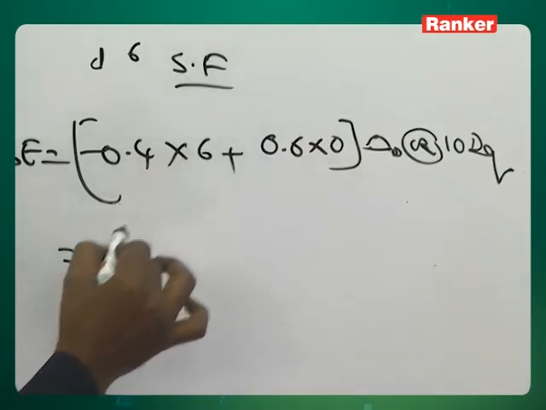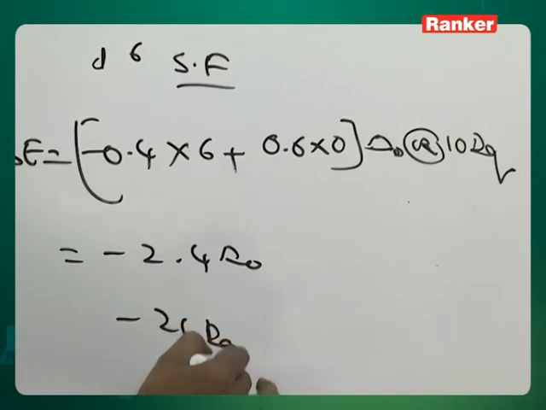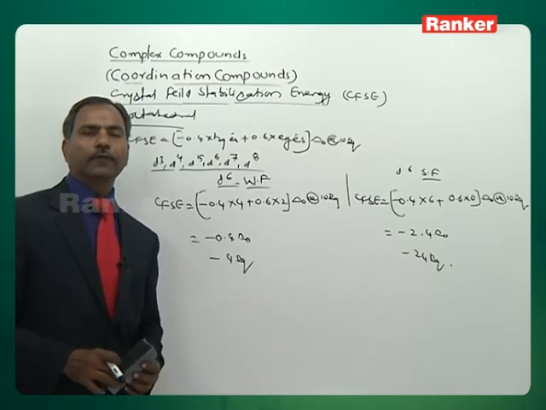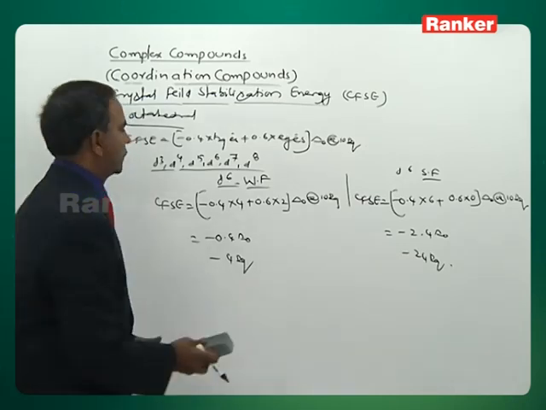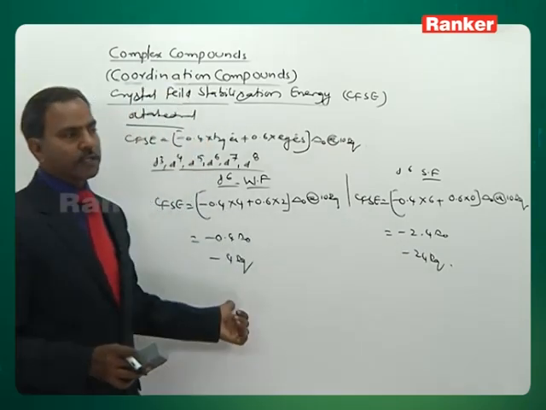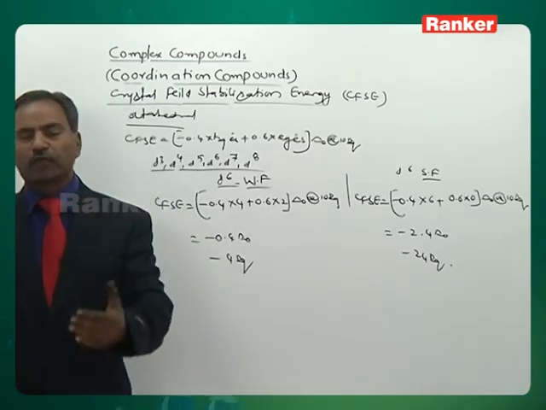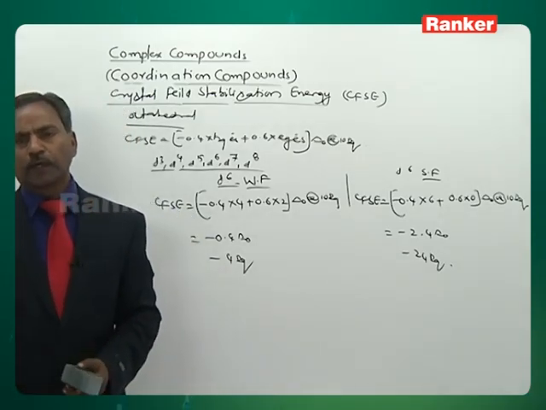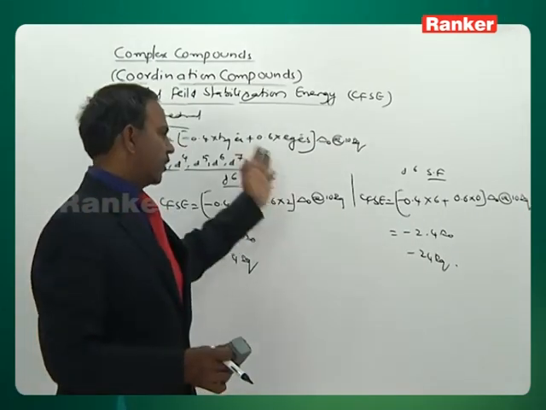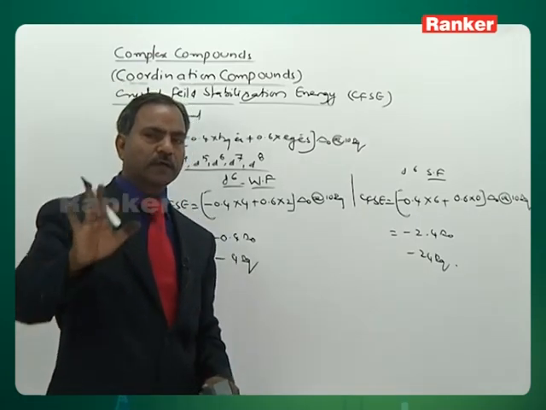It is 6 minus 2.4 delta O, or minus 24 dq. Next, this is the lowest and this is the highest. Lowest means there is no value less than minus 4. There are no such values like minus 3 or minus 3.5. The lowest is only minus 4, and the highest is 24 only. Remember, there are no values like minus 25 or minus 26.